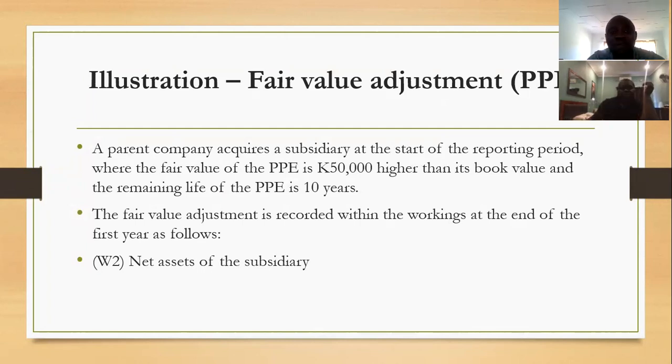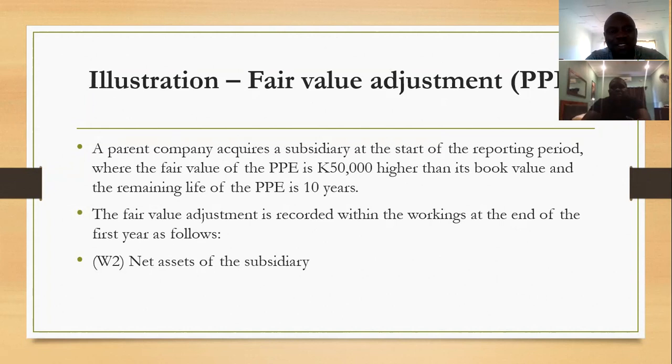First, let me say a parent company acquires a subsidiary at the start of the reporting period where the fair value of the property, plant, equipment is 50,000 higher than its book value. Already, if they say it's higher than the book value, all you see in the balance sheet is at book value, meaning that they have already computed them. Anything that you see in the balance sheet is part of the book value. So what is not in the balance sheet is going to be stated by the examiner.